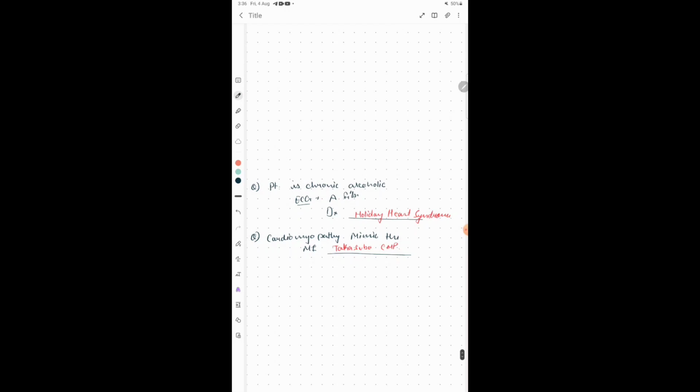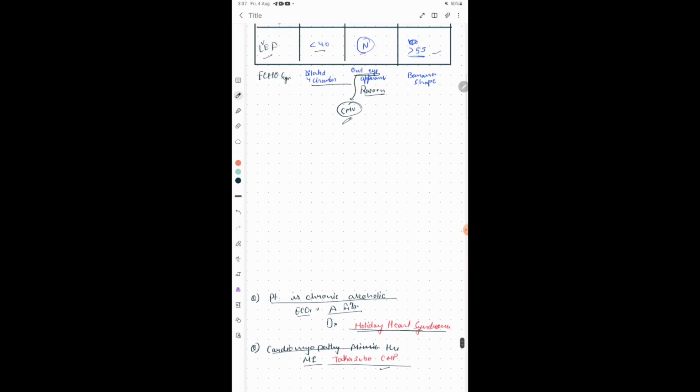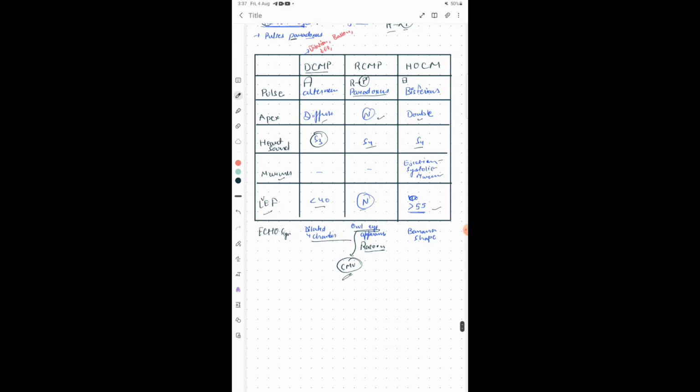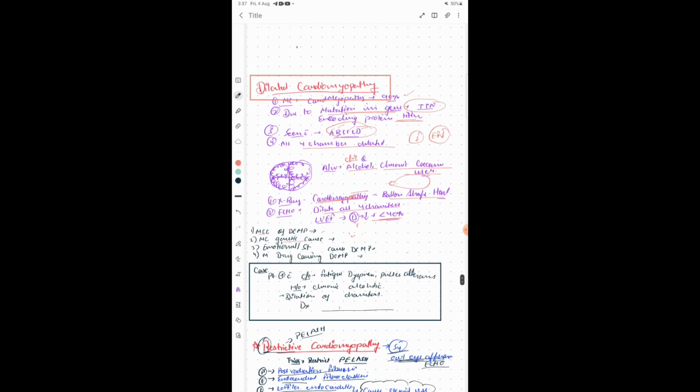There are two more questions. If the patient is a chronic alcoholic with ECG atrial fibrillation, the diagnosis is holiday heart syndrome. The cardiomyopathy that mimics MI is Takotsubo, which we already discussed. Pulsus bisferiens is present in HOCM. Not that many difficult questions are asked from this, but you should learn a little bit.